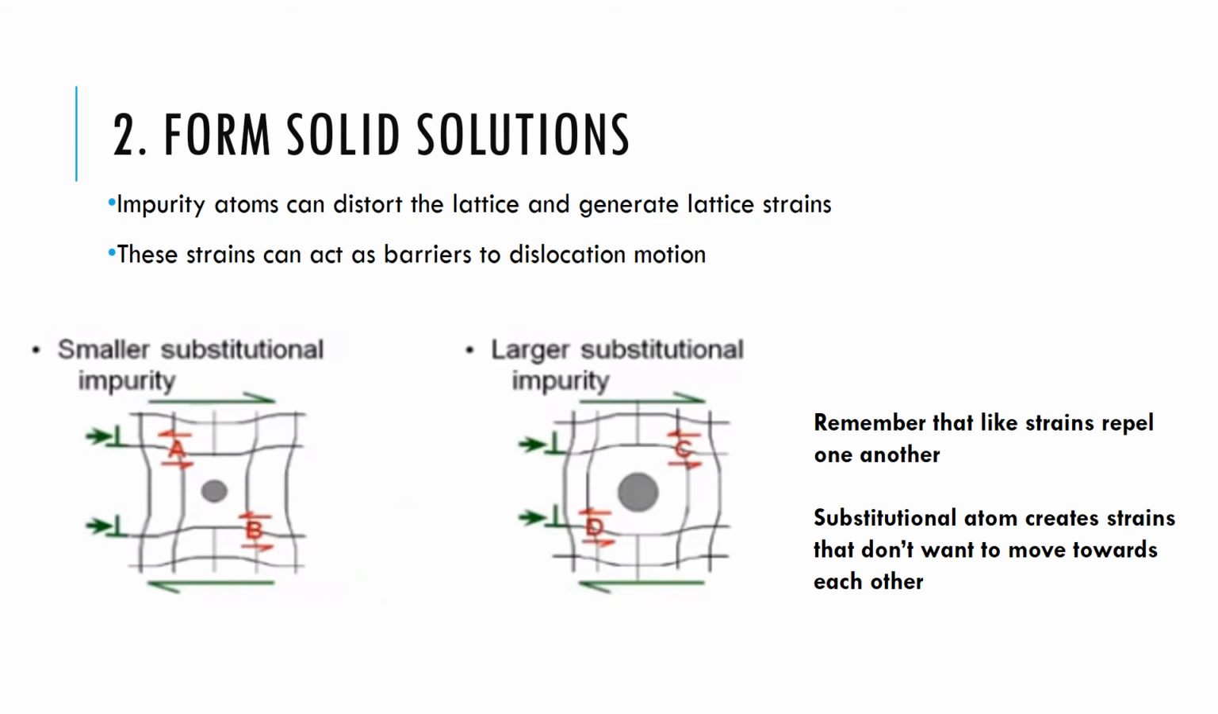What we're doing here is essentially creating localized compressive and tensile strain around the impurity atom. And by creating those, we create regions of the lattice that are likely to repel one another and don't move towards each other.